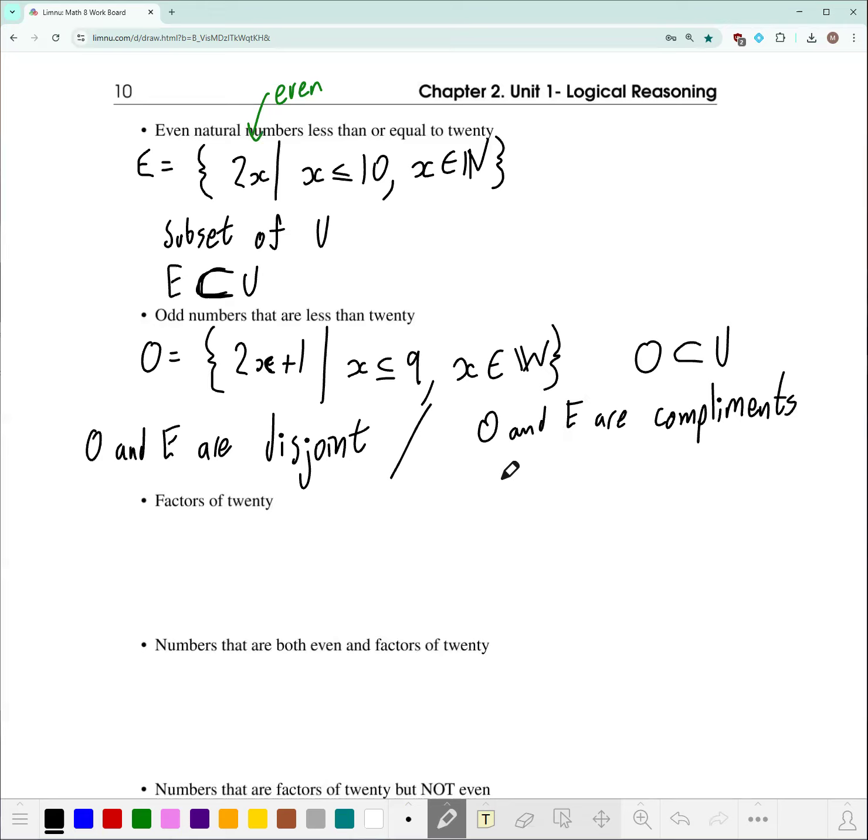A way I can notate this is to say O is equal to the complement of E. This little marker here is saying complement of. In other words, if I take the universal set and I subtract O, I'm left with E. Okay, let's do a couple more examples.